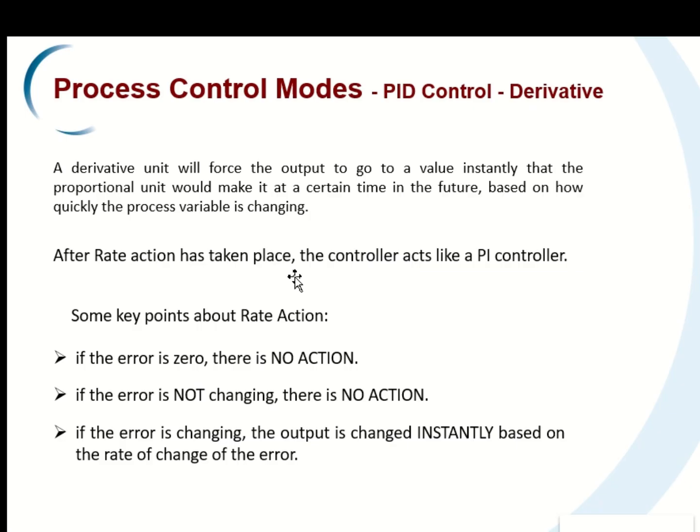After rate action has taken place, the controller acts like a PI controller. Some key points about the rate action: if the error is zero, there is no action. If the error is not changing, there is no action. If the error is changing, the output is changed instantly based on the rate of change of the error. So that's the work of the derivative control.